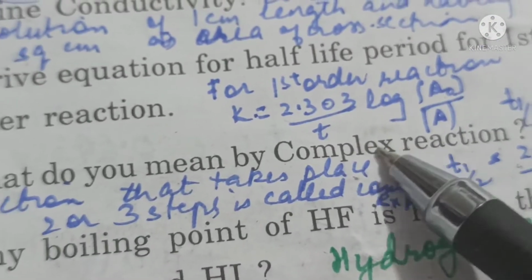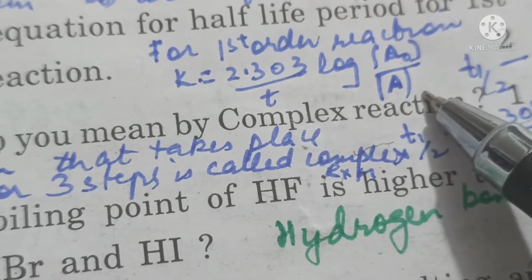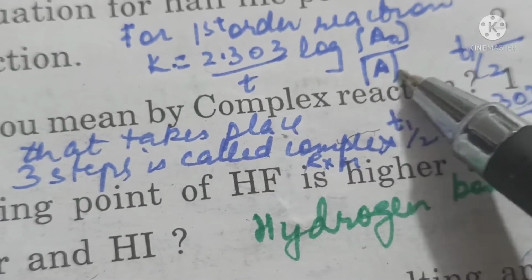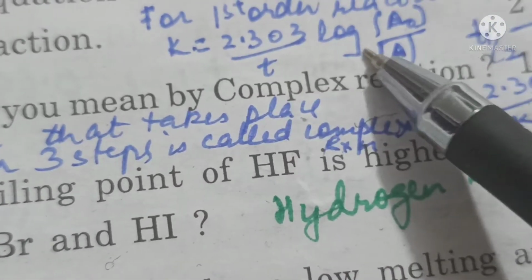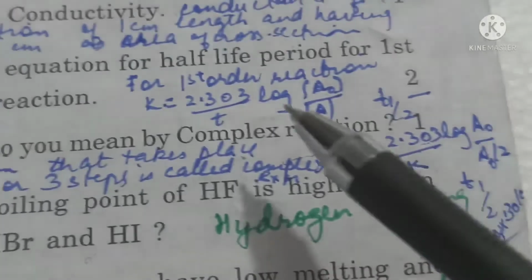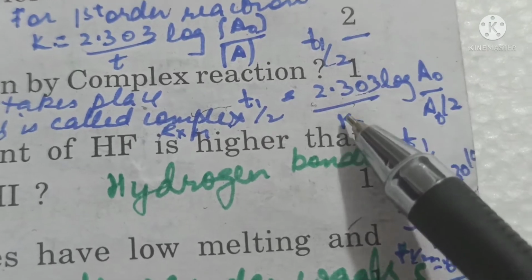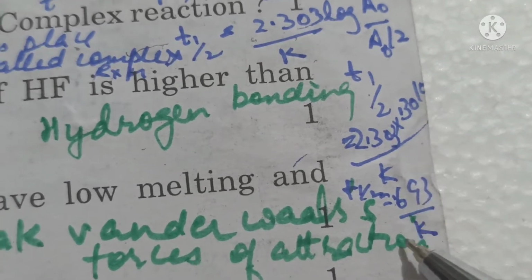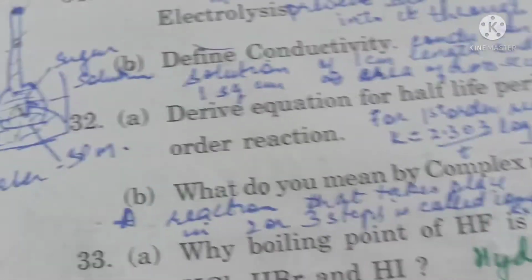Now half-life period is the time taken for this concentration to reduce to half, that is a naught upon 2. So putting these values, instead of t, if we put t half, and instead of a we put a naught upon 2, the equation is changed to K is equal to 2.303 upon t half log of a naught upon a naught upon 2. So a naught cancels out, we get t half to take up and K will bring down. t half is equal to 2.303 upon K log 2. Log 2 is 0.3010. This multiplied by this is 0.693. So we get t half is equal to 0.693 upon K.